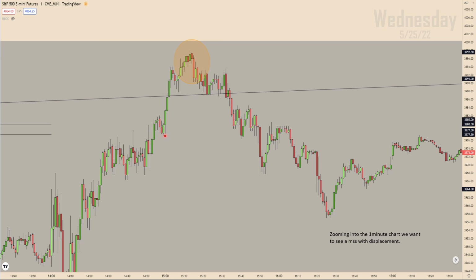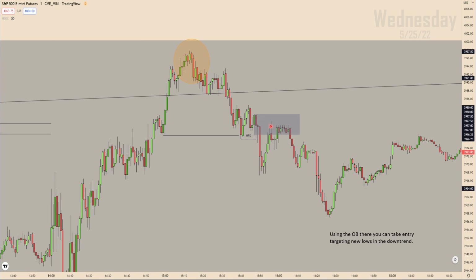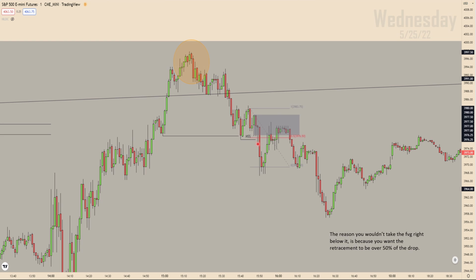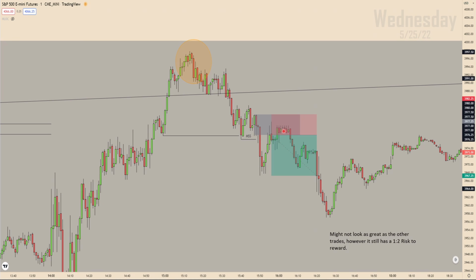I kind of like to take this low to really show that we're going to be changing character. Draw that out. Well, we take that, but not really, right? There's no displacement. Kind of just form these relative equal lows, come back up. Here we get this displacement. There's an order block here that you could go short. And the reason you wouldn't take this fair value gap here is when you're going short, you want to be selling above this 0.5 of the swing. And then when you're going long, you want to be buying right there. So there's your risk to reward.